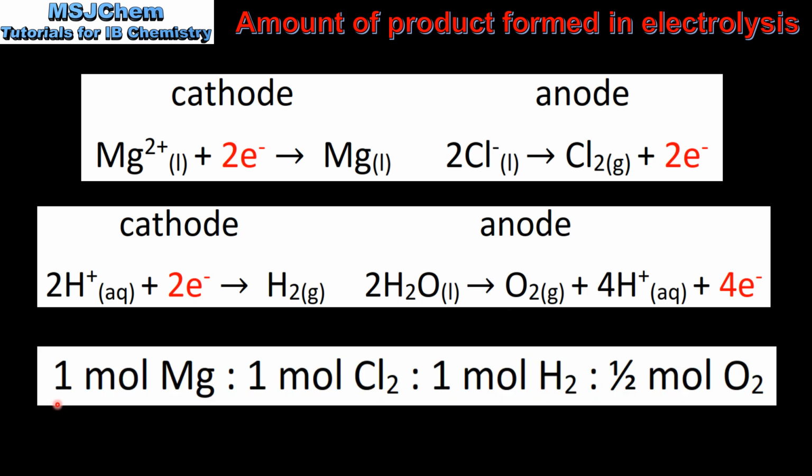By looking at the number of moles in each half equation, we can see that the molar ratio will be 1 mole of magnesium to 1 mole of chlorine to 1 mole of hydrogen to half a mole of oxygen. The reason we get half a mole of oxygen produced is that there are twice as many electrons in this half equation, which means that half the amount of product will be produced.